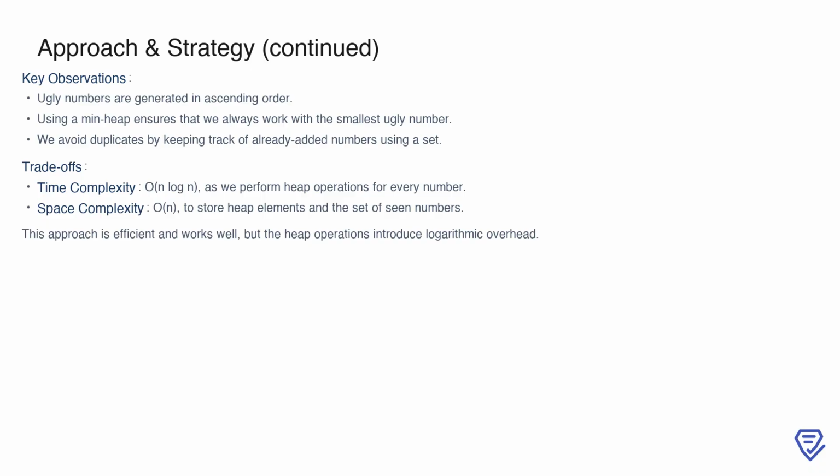This method works efficiently because the min-heap ensures that numbers are processed in ascending order, and the set prevents redundant calculations. While this approach significantly reduces the computational overhead compared to brute force, it does have some trade-offs. The time complexity is O(n log n), due to the heap operations, and the space complexity is O(n), to store the heap elements and the set of seen numbers.